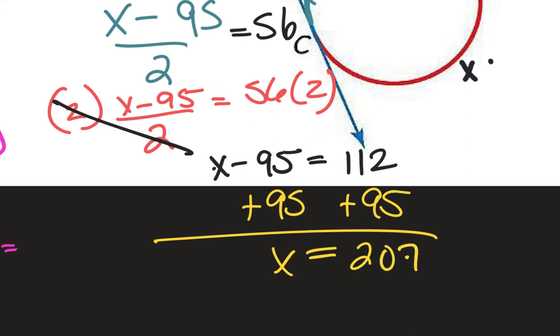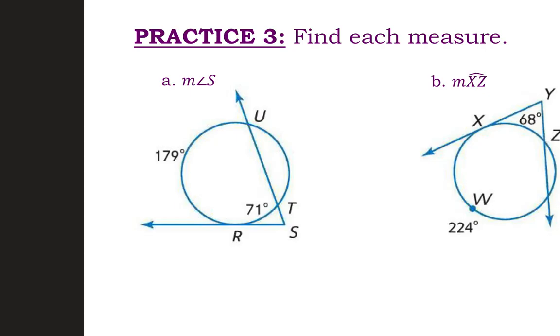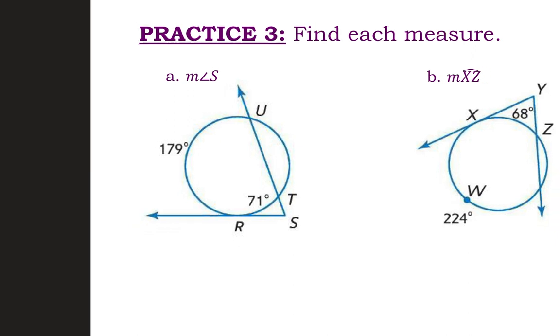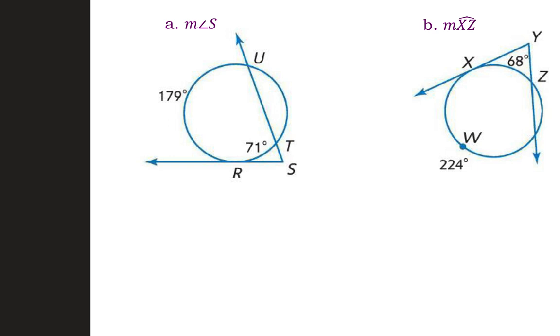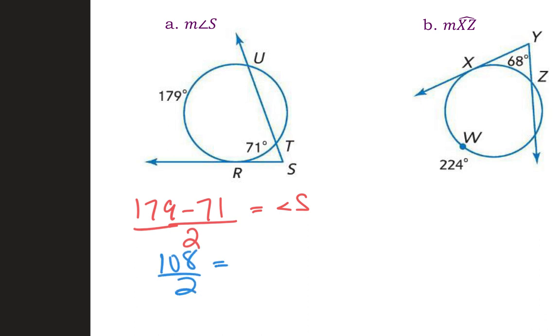207 degrees. All right, Mia, it's you. What are we gonna do? Good, 179 minus 71, all of it divided by 2. Good, that should get you angle S. So what was 179 minus 71? 108. Divided by 2, what did that get us? S is 54. Thank you.